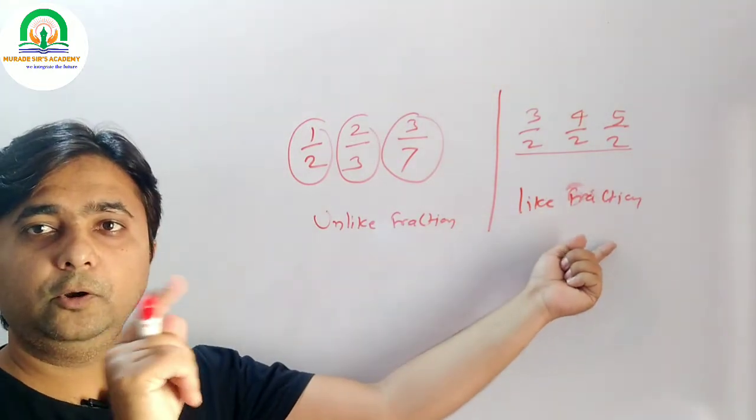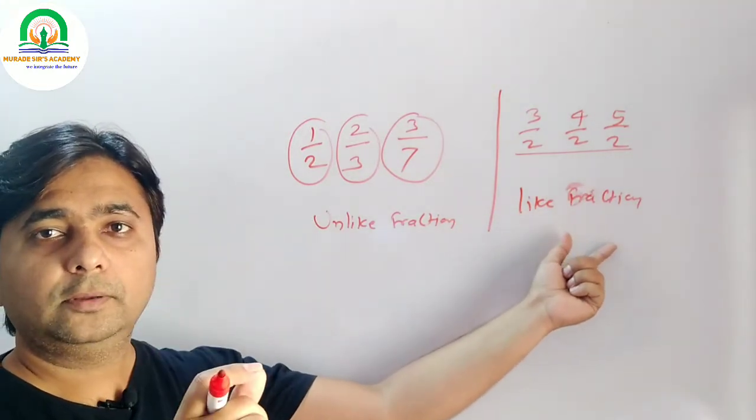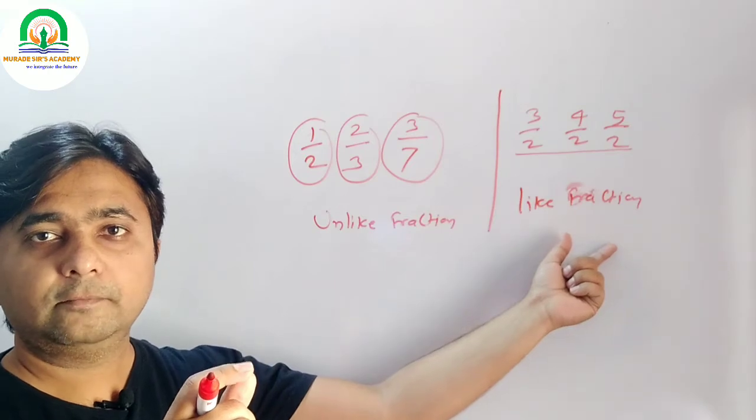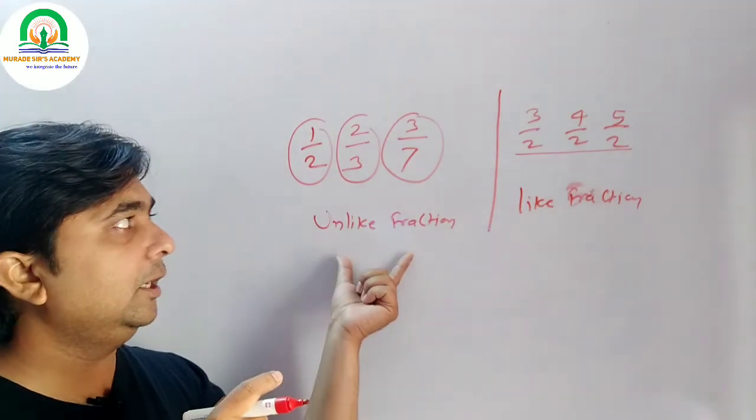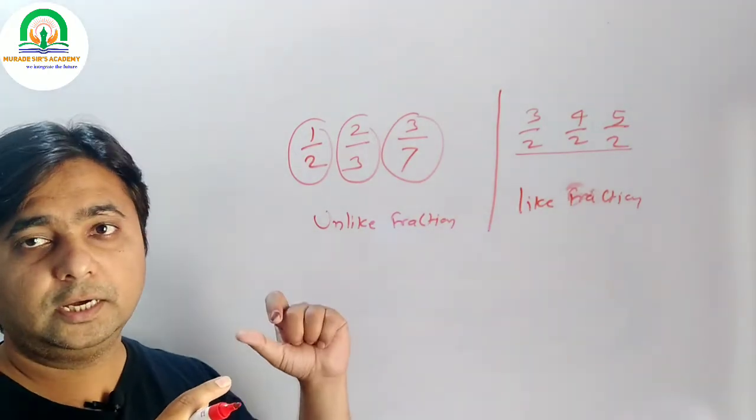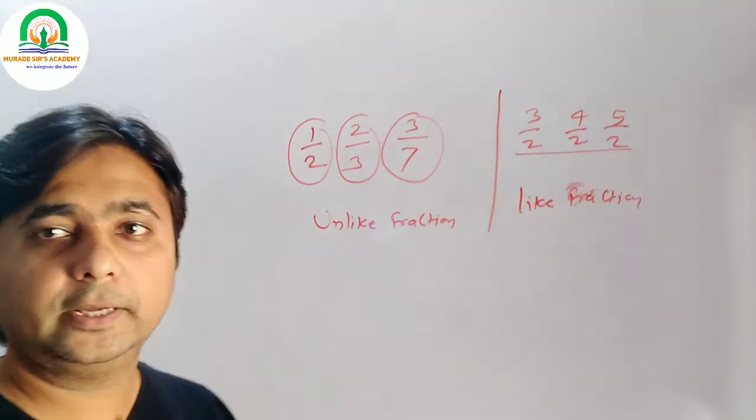Comment. If the denominator is the same, the fraction is like. If the denominator is not the same, the fraction is unlike. Okay, we will take the next one.